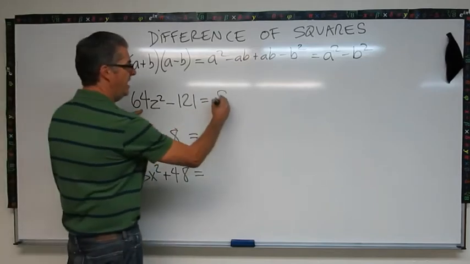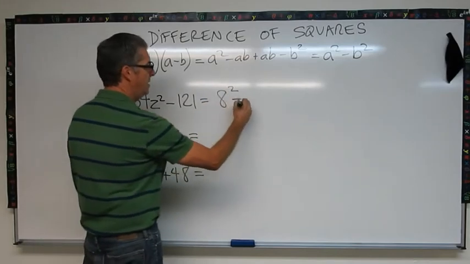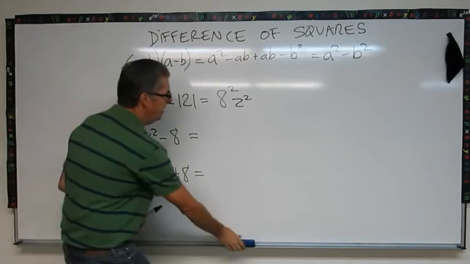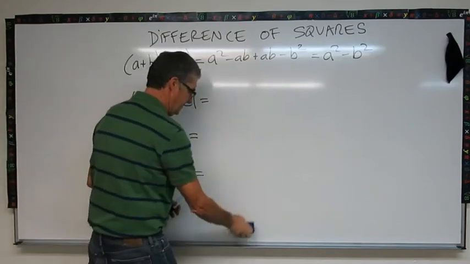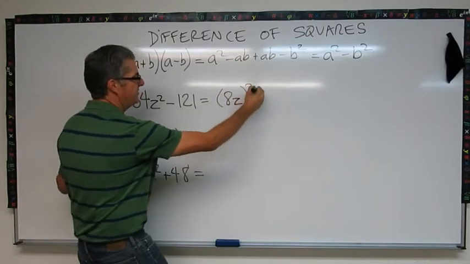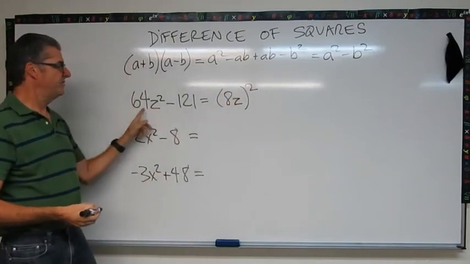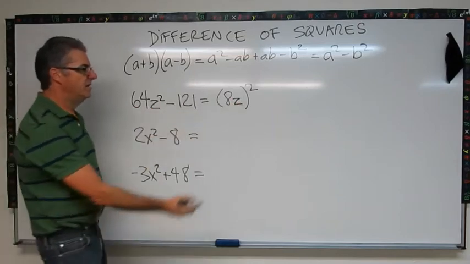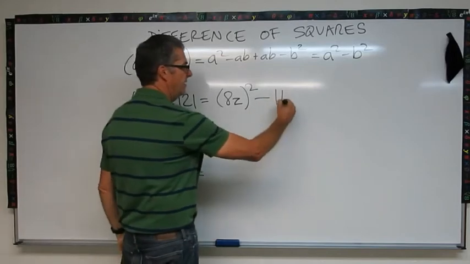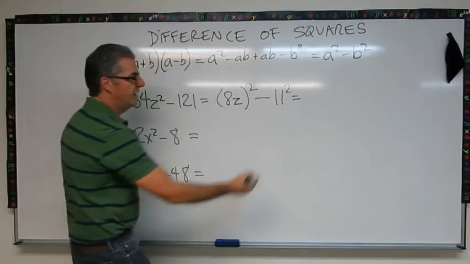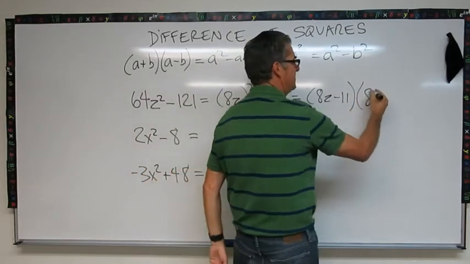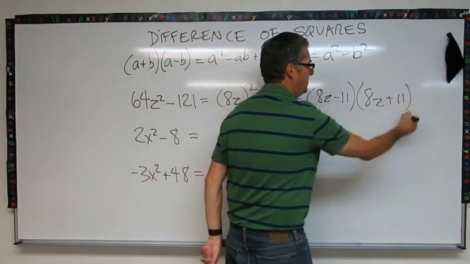64 is 8 squared. We can write it that way. 8 squared, z squared. Actually, I'm going to do this a little different. I'm going to go ahead and write 8z squared. Right? Because 8 squared is 64, z squared is z squared. And this one, 121, is another perfect square. It's 11 squared. So now we can go 8z minus 11 and 8z plus 11.